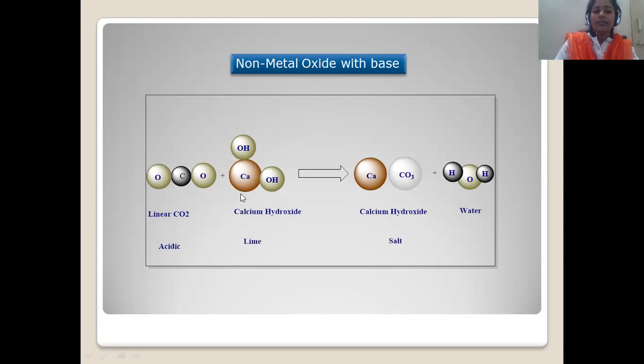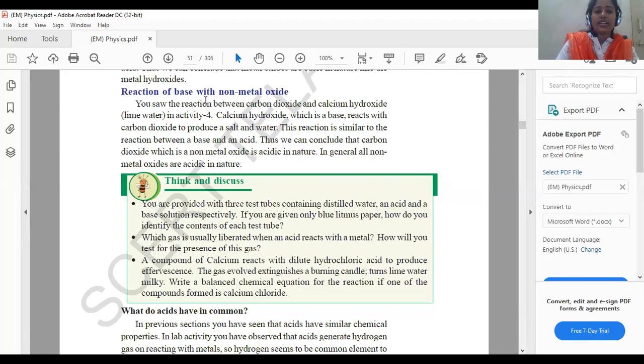So it is called lime. There is a formation of calcium carbonate and water. Calcium carbonate and water will be generated, right? So this is the reaction between a non-metal oxide and a base.